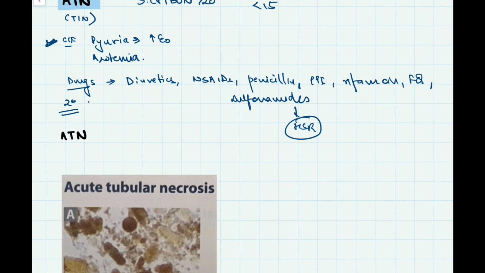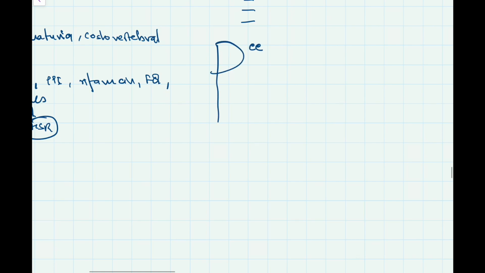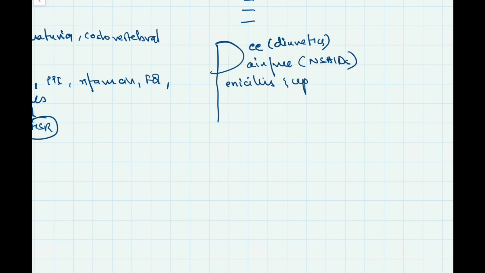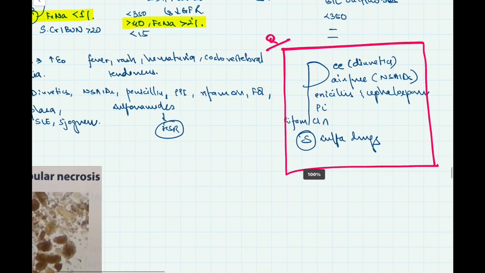It may be secondary to other systemic processes like an infection with mycoplasma or autoimmune disorders like SLE and Sjogren. So it is associated with fever, rash, hematuria, pyuria and costovertebral tenderness. Right. If you want to remember it, you can remember it by 5 P's. First is P, that is the use of diuretics can lead to it. Then pain relievers, that is NSAIDs, is the second cause. Then penicillins and cephalosporins. Right. Proton pump inhibitors, rifampicin. And S is for sulfa drugs. Right. These are all the drugs that are responsible for causing acute interstitial nephritis.